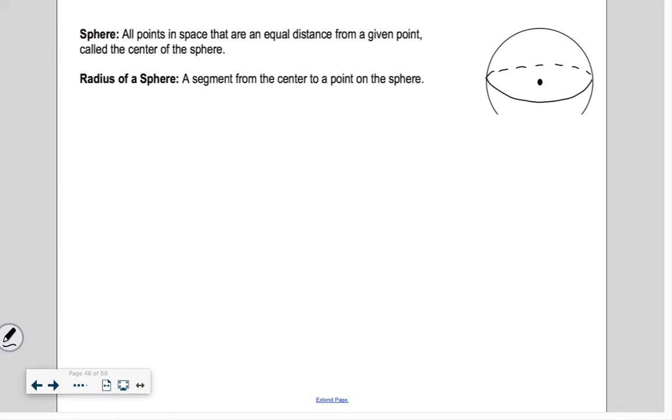All right. Spheres. Oh, my sphere got cut off. So sad. It's like that.